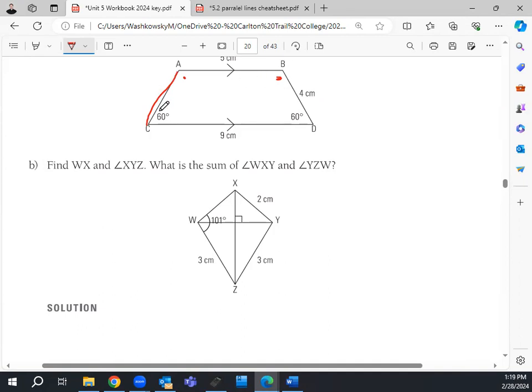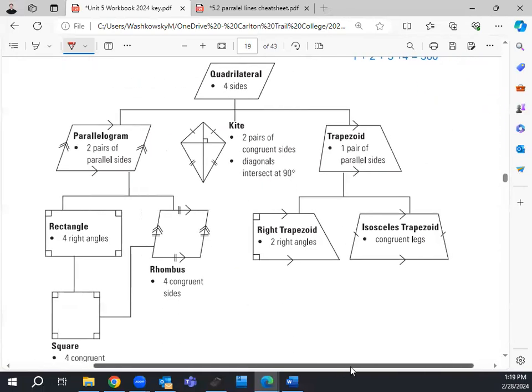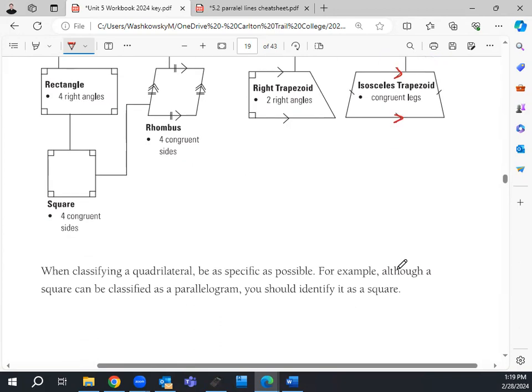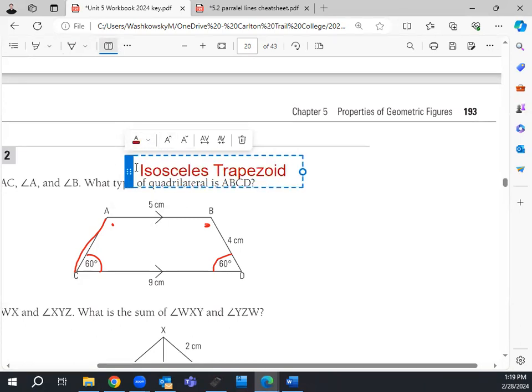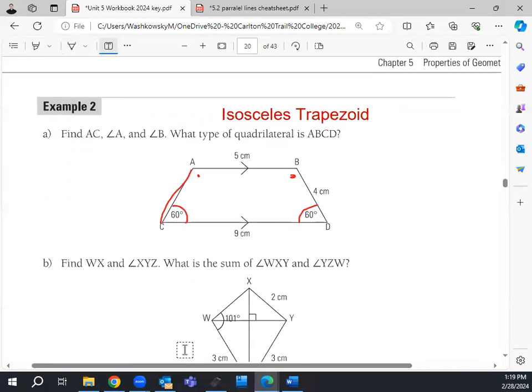So here's what I know. I know these two angles are the same. I know it's a parallel line. AB and CD are parallel lines. I could go up here and recognize that, oh, this is an isosceles trapezoid. The two lines are the same, and those angles are the same. So this is technically an isosceles trapezoid. This is not the thing I really care a lot about. Again, you're not going to be asked what kind of shape this is on your exams and stuff. But that's the shape it is.